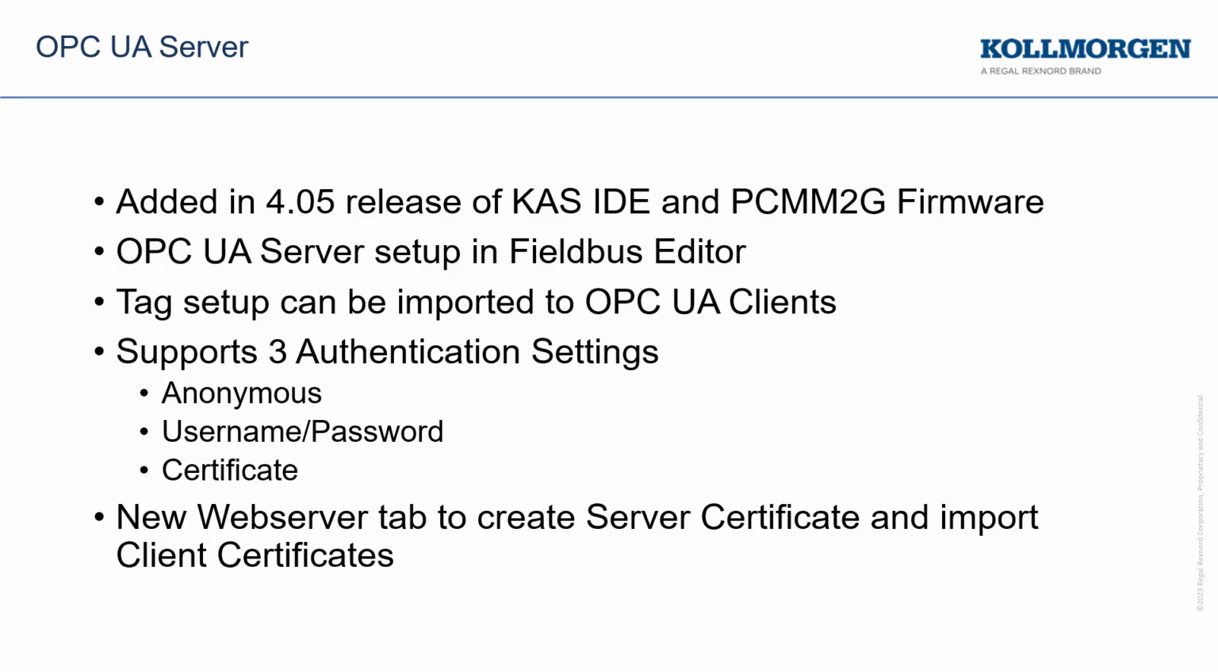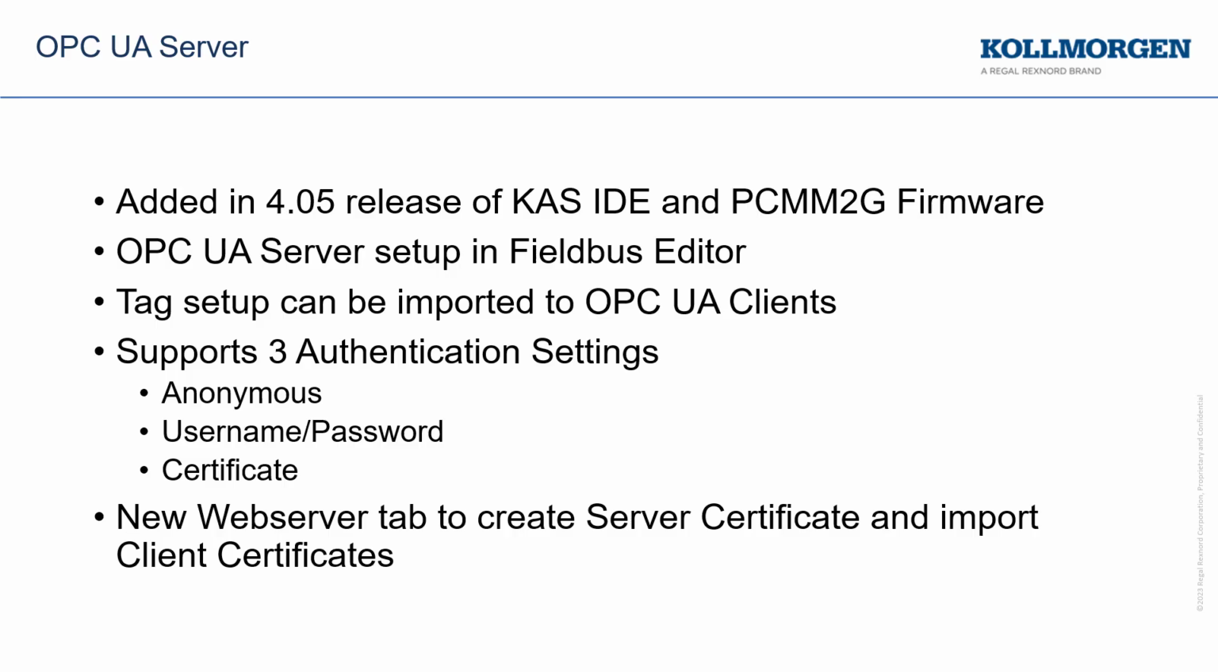OPC UA is short for Open Platform Communications Unified Architecture, and it's a great new communication protocol that will allow us not only to talk back and forth with HMIs, with a little bit easier setup than Modbus, but also to talk to SCADA systems. It's used a lot in production machine data collection to not only log data and run analytics on it. So this is popular with Industry 4.0 and the Internet of Things, and now we are compatible with this new protocol. The setup for the OPC UA server is done in the Fieldbus editor of the KAS IDE software, which I'm going to demonstrate step by step later in this video.